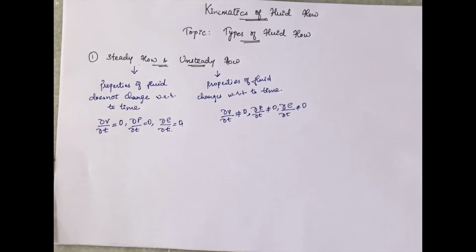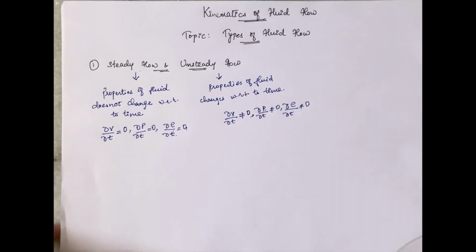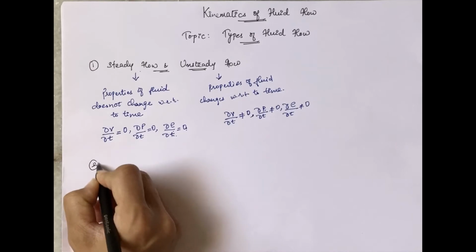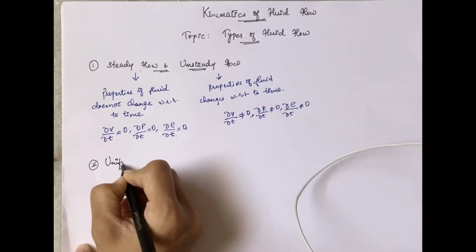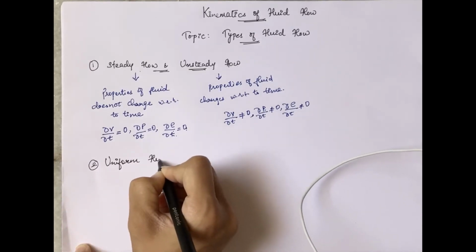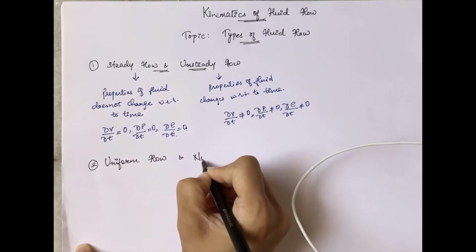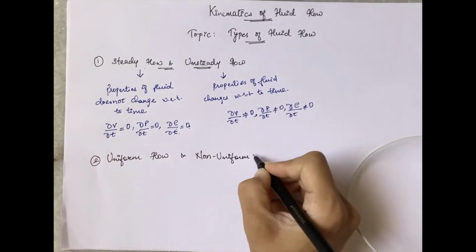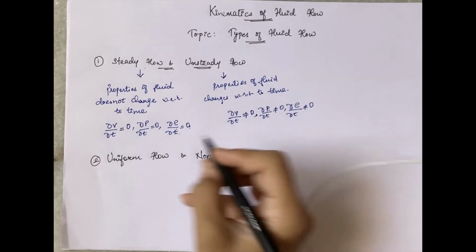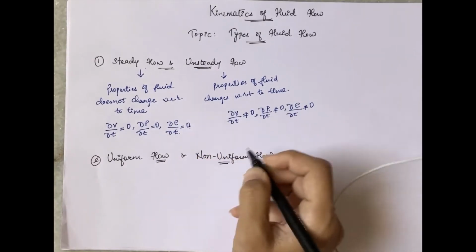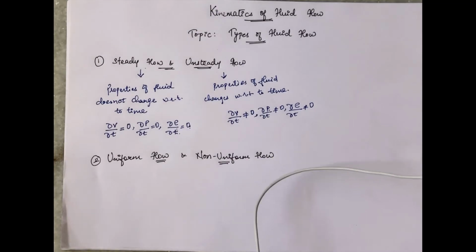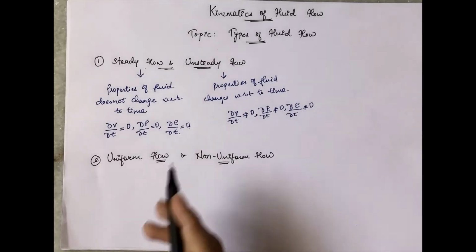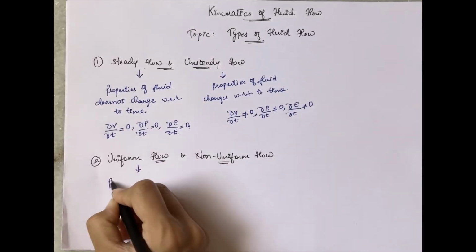Now moving to the second classification of fluid flow, which is uniform flow and non-uniform flow. Uniform flow and non-uniform flow. Here, properties of fluid do not change.